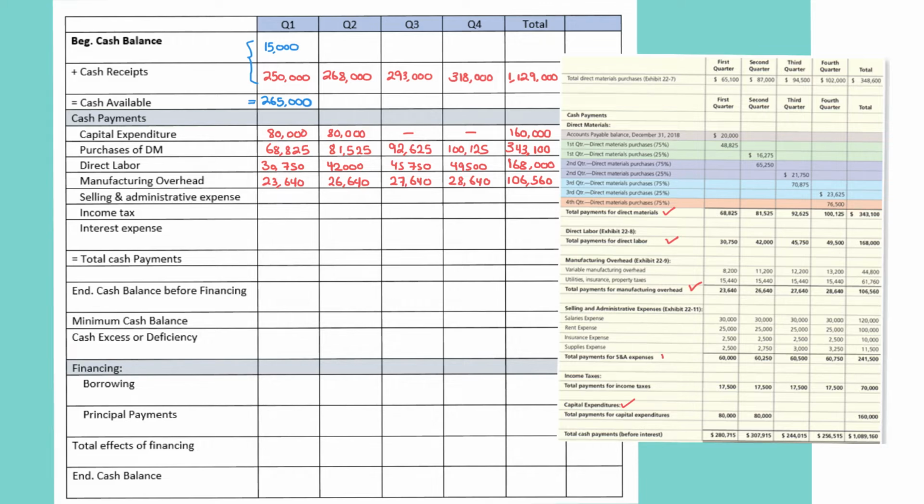Now payments for selling and admin, so I'm going to take this line. It's 60,000 in quarter one, 250 in quarter two, 500 in quarter three, 750 in quarter four, and the total was 61,500. Now income tax, I'm going to take this line: 17,500 each quarter, and the total will be 70,000.